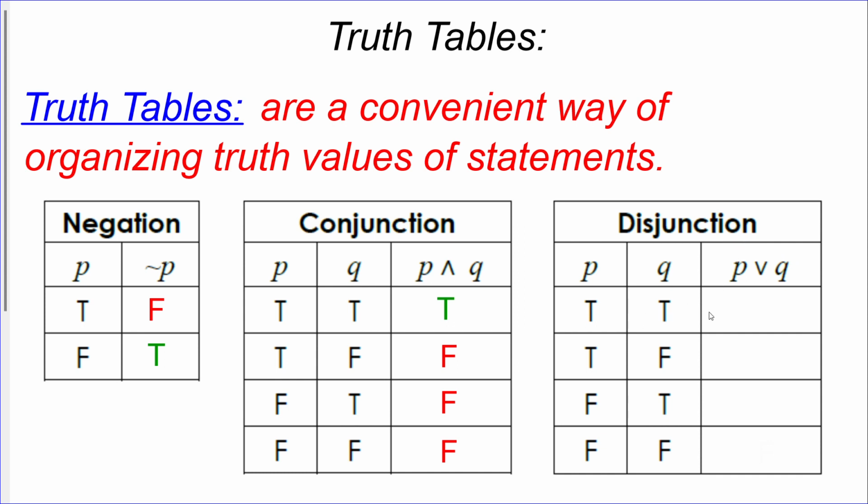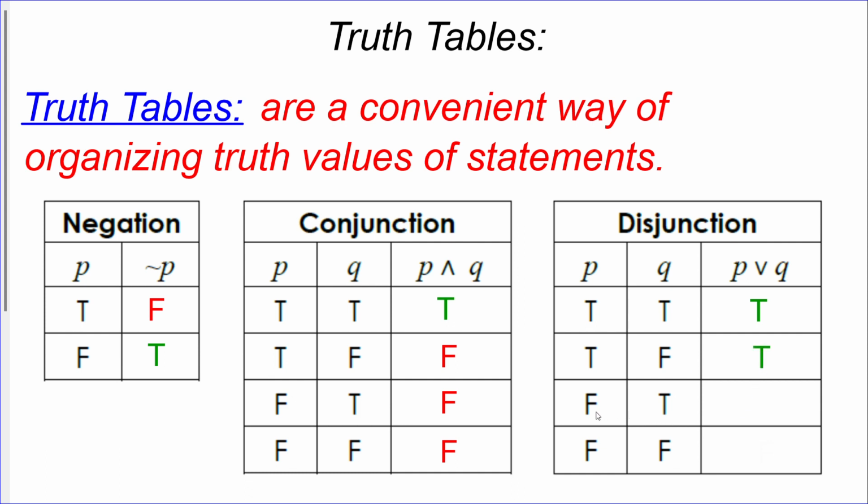So it'll be a true compound statement if both are true or if one is true. Either one is true. So let's look at this first one. This says if the first statement is true and the second statement is true, since only one has to be, well, definitely that's a true statement. Here, our first statement is true. Our second statement is false. Well, remember, it's a disjunction, so we only need one of them to be true. So this compound statement would be true.